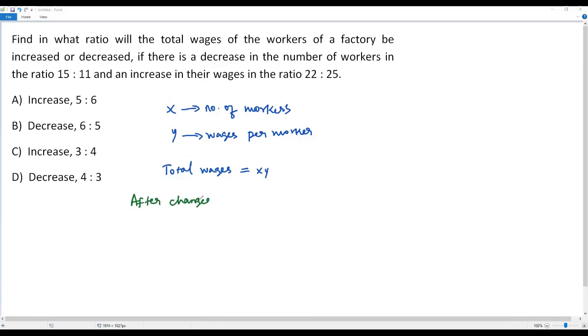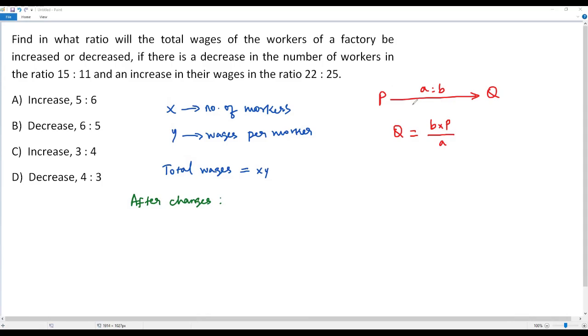After changes. To get the number of workers and wages paid per worker after changes, we have to consider a simple formula. Let me consider a quantity capital P. It is changed to the new quantity capital Q in the ratio A to B. Whenever a quantity is changed to another quantity in a particular ratio, to get the new quantity, in this case Q, we multiply the second term of the ratio B by the original quantity P, that is B times P, and divide it by the first term of the ratio, that is A. So this is a formula to get the new quantity when a quantity is changed in a particular ratio.